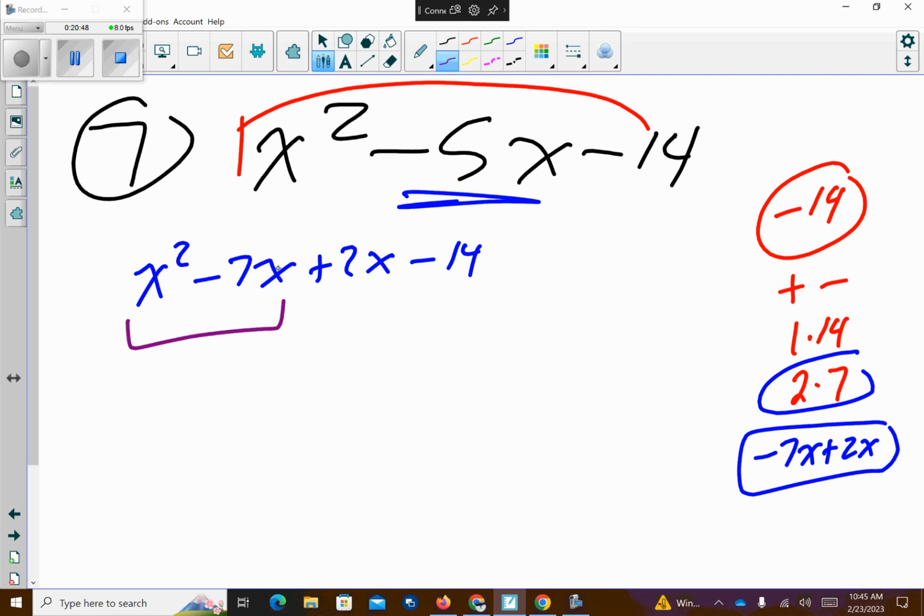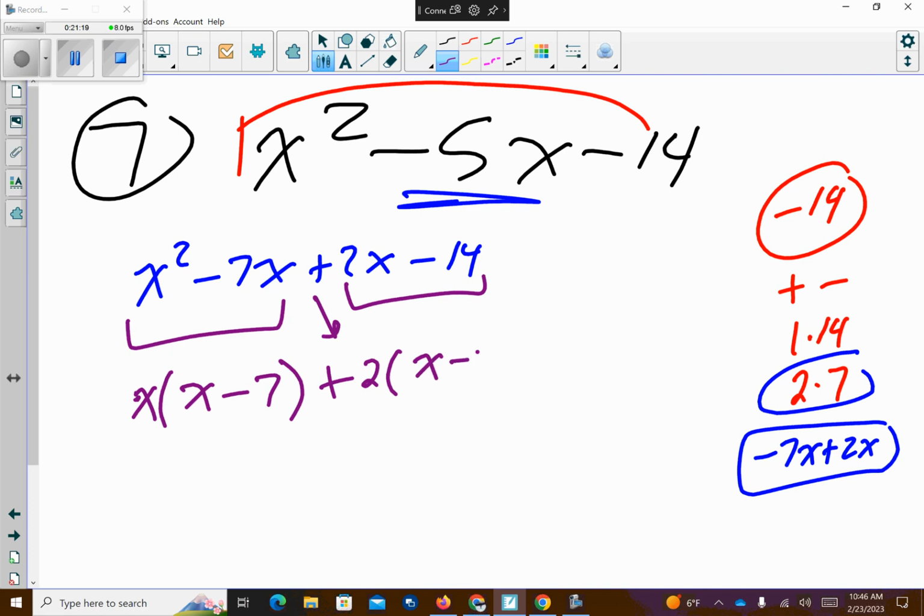Look at my first two terms. I have x squared and 7x. What comes out? Comes out on the first. What do they both have? x. If I factor an x out of x squared, what do I have left? If I factor an x out of 7x, I have what left? There you go. Middle sign comes down. What do I have in common between 2x and 14? 2. And I have an x minus 7.